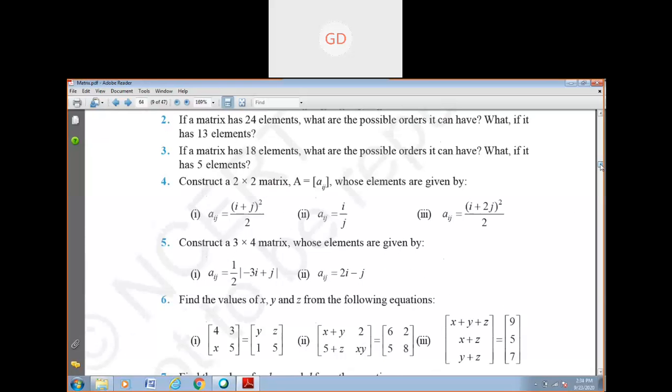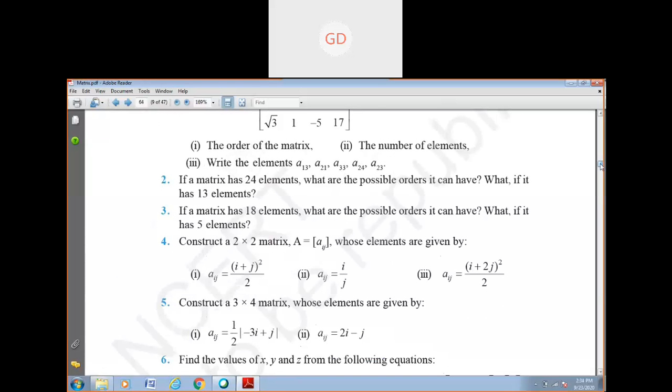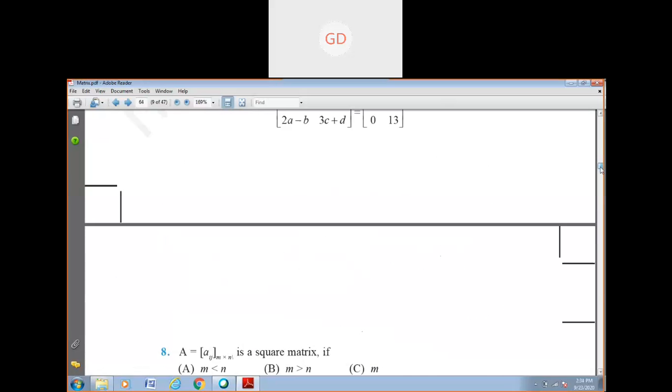Okay, these few examples you can note down, and you can go through this, very simple.